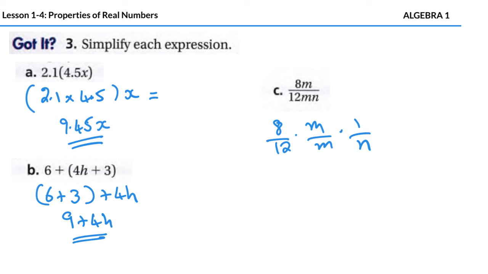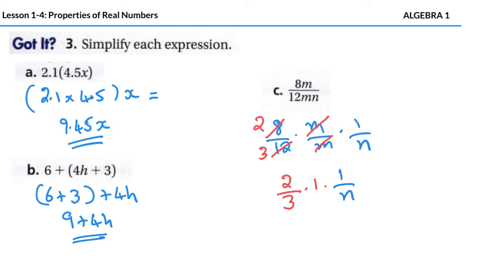Which is the greatest number that can divide 8 and 12? It's 4. So 4 how many times is 8? 2 times. 4 how many times is 12? 3 times. So 8 over 12 now will become 2 over 3. And m divided by m is 1 times 1 over n. That's the same thing over here, 1 over n.